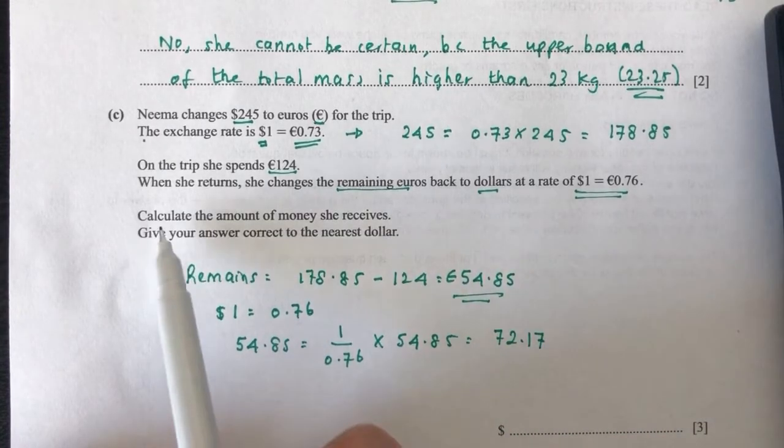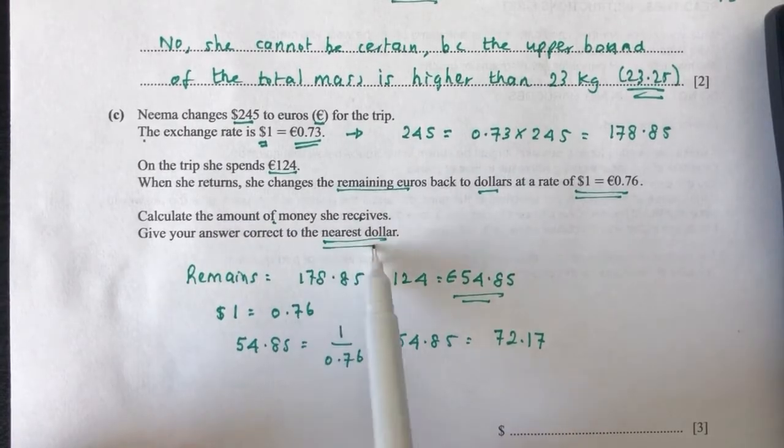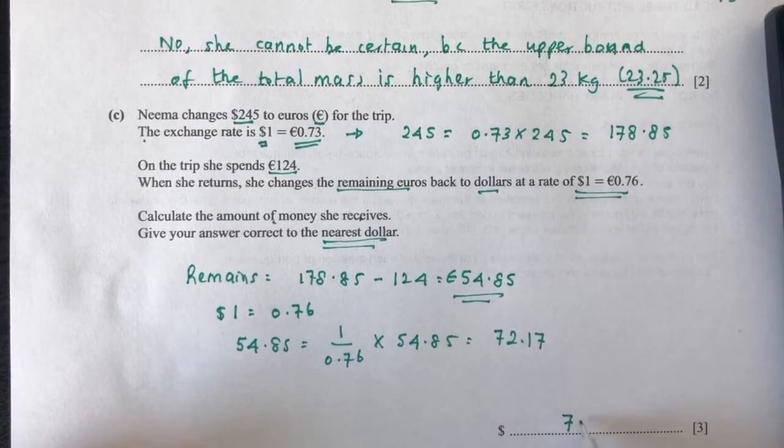Question is, calculate the amount of money she receives. Give your answer correct to the nearest dollar. So it will be $72 she will have back.